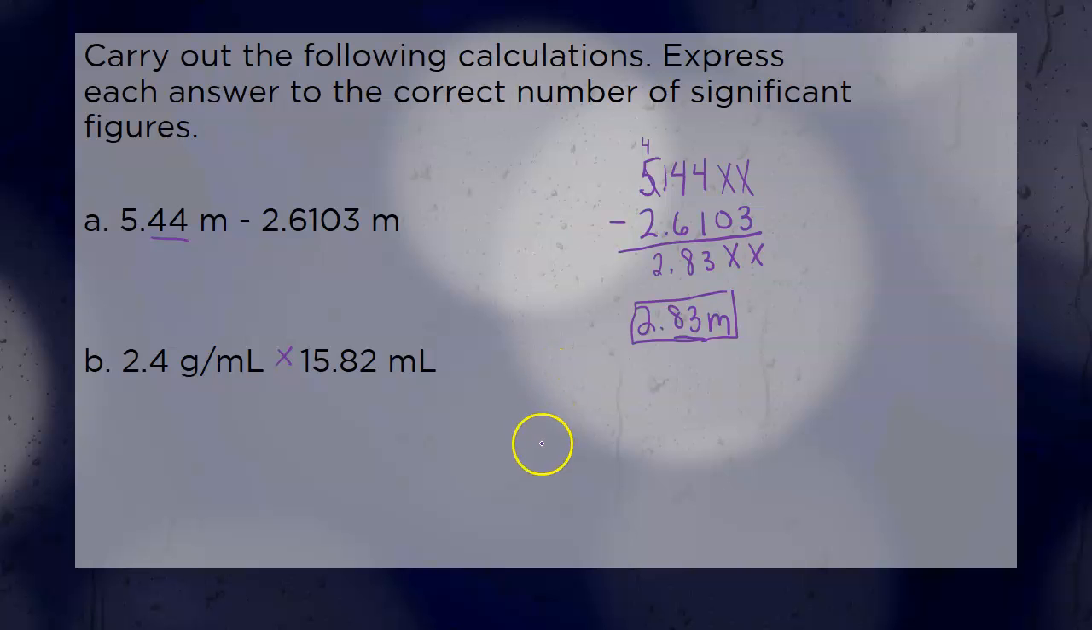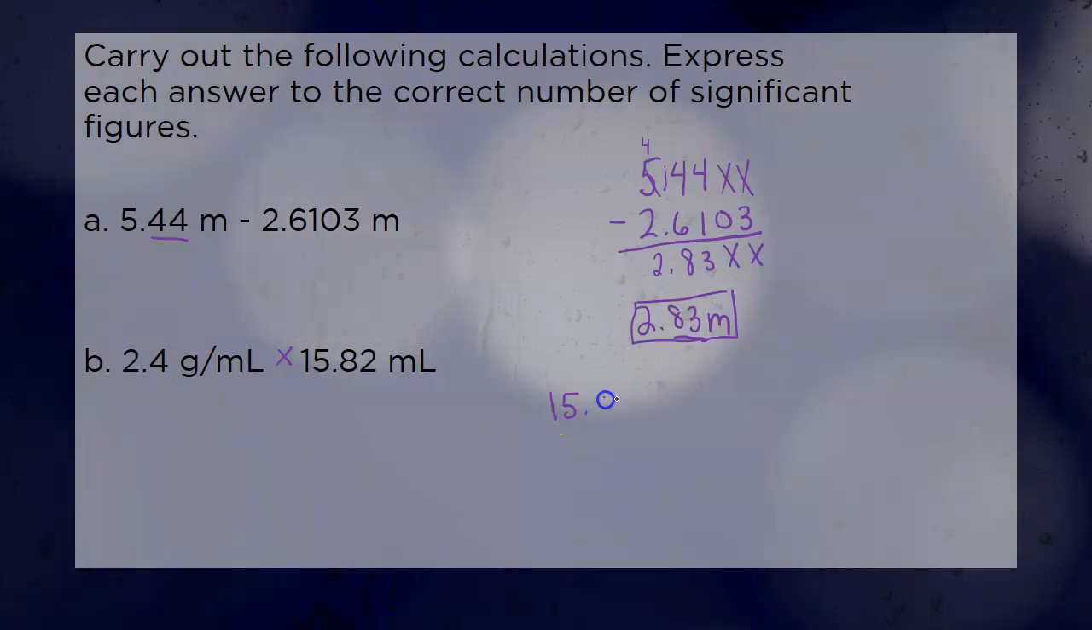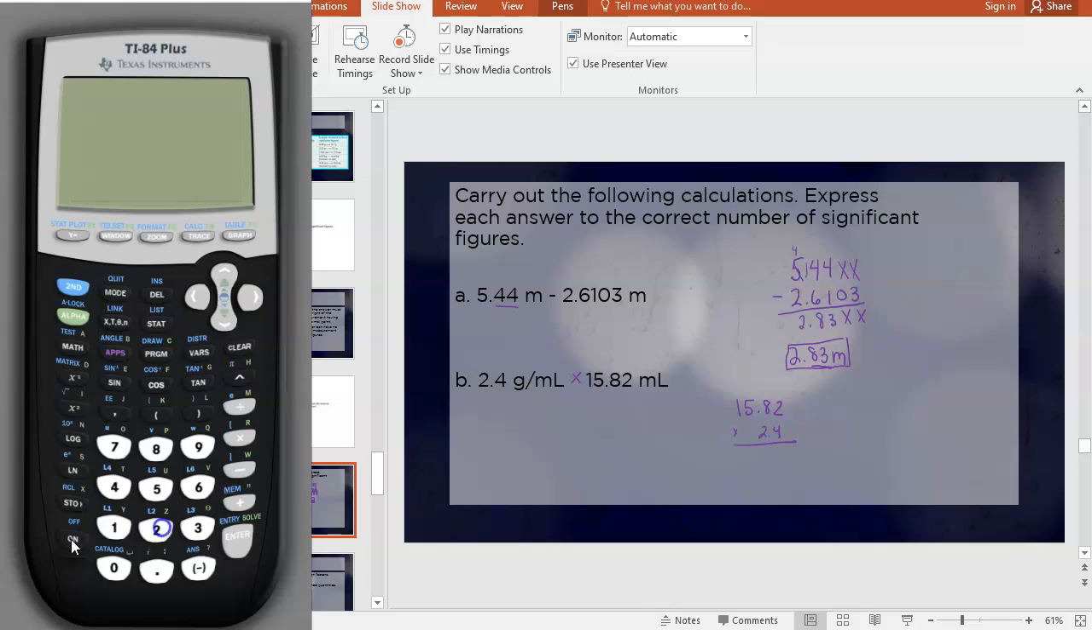The other one, 2.4 times 15.82, I'm going to write it like this. I guess I'm just going to put this one in the calculator and tell you the rule. So 2.4 times 15.82. It's 37.968.